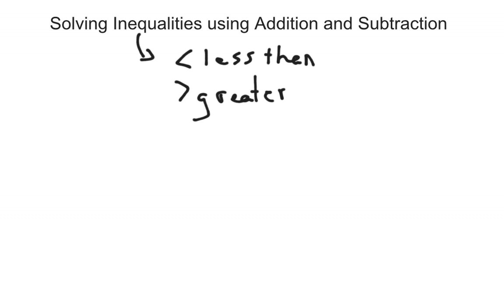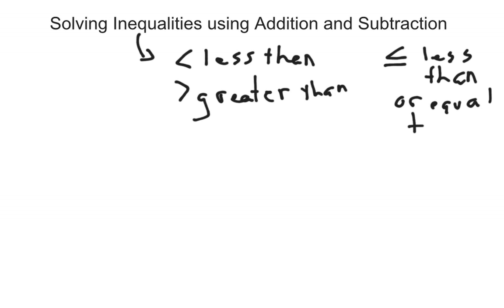But not only do we have those, we also have a couple other ones. If we have this symbol with a little line under it, you still have the less than symbol there, but because that little line is under it, this is going to be less than or equal to. And then we have one other one which is similar to the greater than symbol. We have the greater than or equal to. So I'm going to write that down as well. Greater than or equal to.